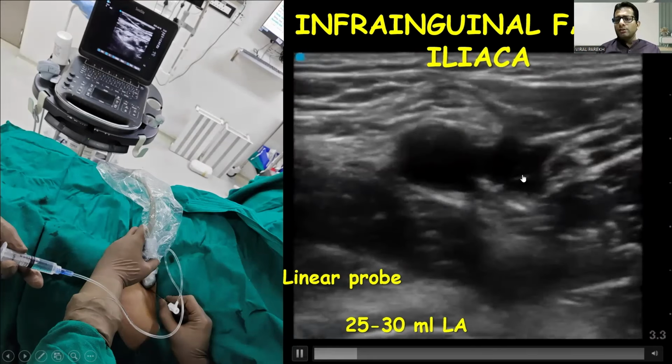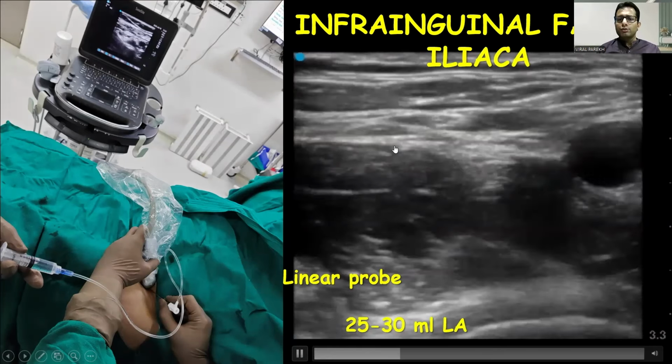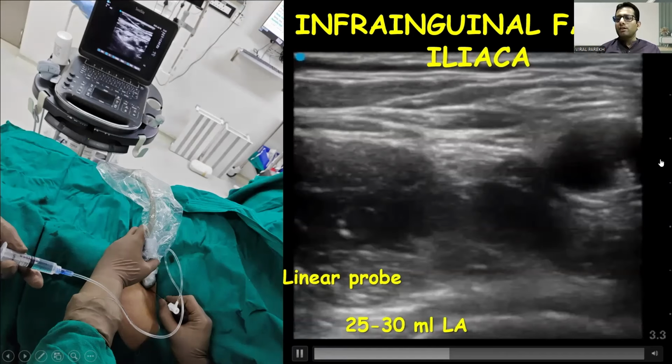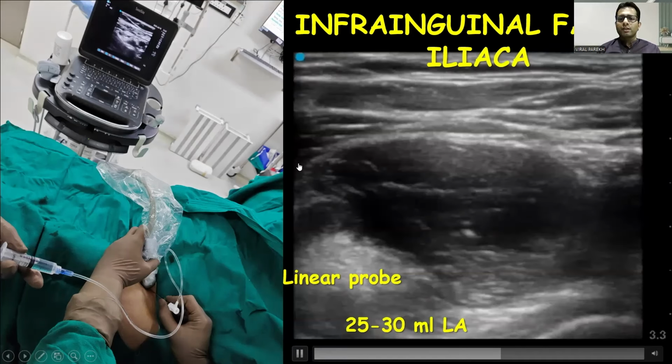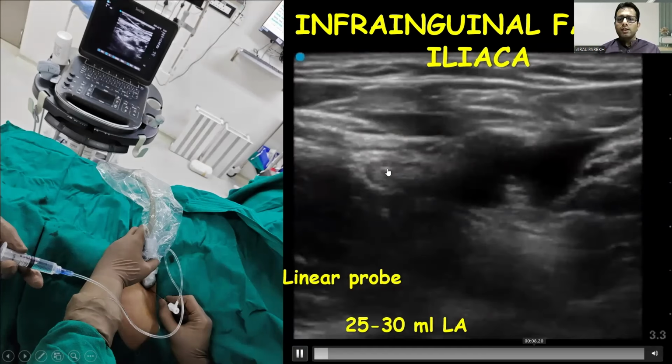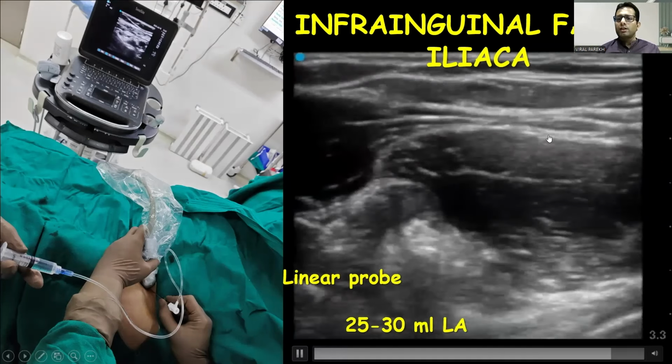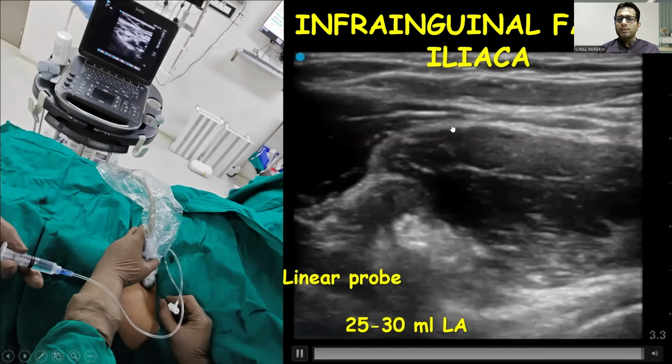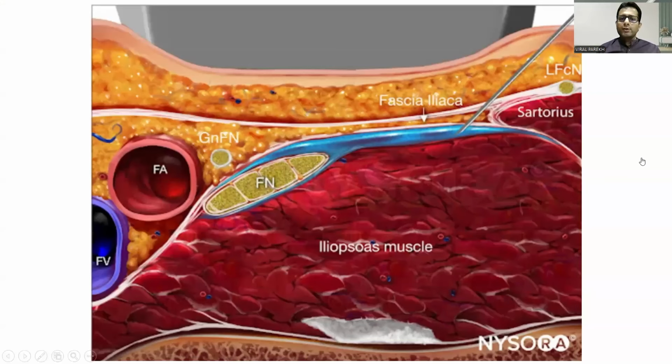Similar to the femoral nerve block, as I move more laterally, we see the femoral vein, artery, and the femoral nerve. This is the iliopsoas muscle, and deposit the drug lateral to the femoral nerve just after piercing the fascia iliaca, and this is an indirect approach to block the femoral nerve. So as you can see, the local anesthetic tends to move more medially and block the femoral nerve.